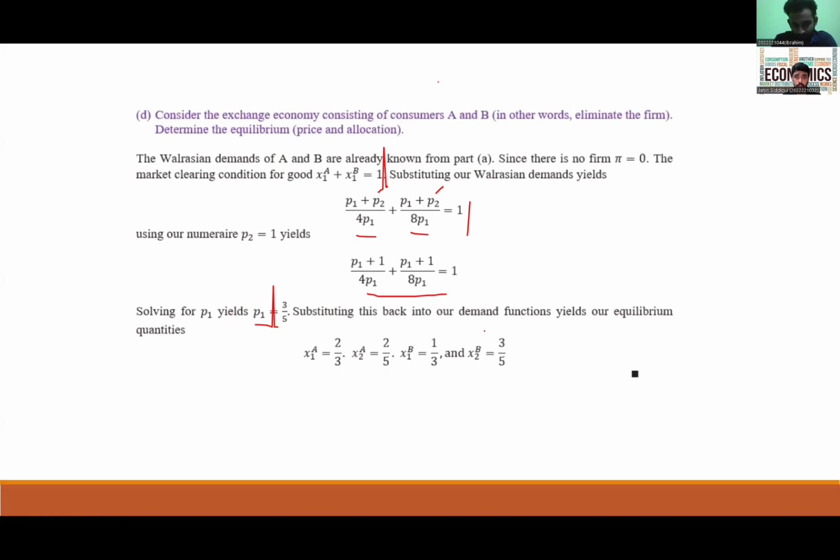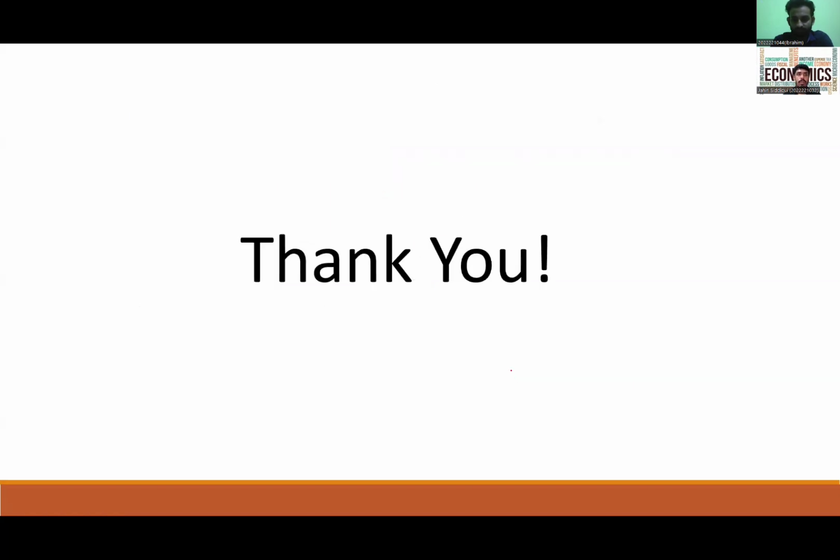Substituting this back into our demand function gives our equilibrium quantity. Here our equilibrium quantity is X1A is equal to 2/3, which is the demand for good one for consumer A, and demand for good 2 for consumer A is equal to 2/5, and demand for good one for consumer B is equal to 1/3, and the demand for good 2 for consumer B is 3/4. So that's all from our part.